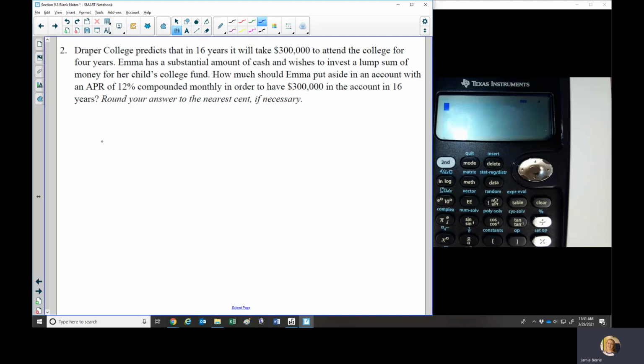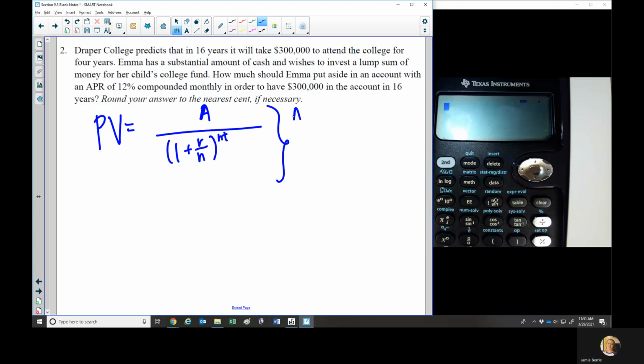So that's going to be the present value formula because we have some kind of goal in mind. We want to reach $300,000. So I'm just writing down the present value formula: A over 1 plus R over N raised to the NT. All right, so let's write down what we're plugging in. A is 25,000. Excuse me, not 25,000. That was the last problem. It's 300,000.